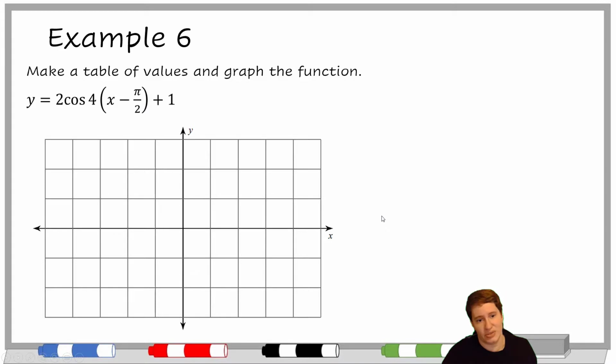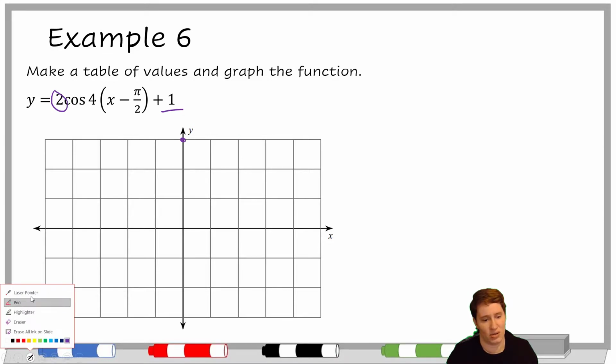So on this example 6, we've got all of the things happening. We've got a vertical stretch of 2. So it's going to go up to 2 and down to -2, except wait, we also are shifting up 1. So it actually is going to go up to 3 and down to -1.